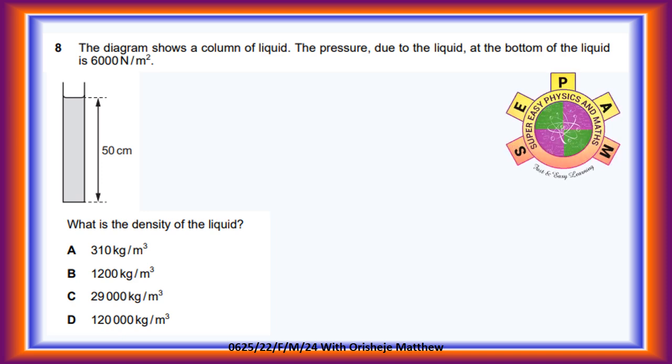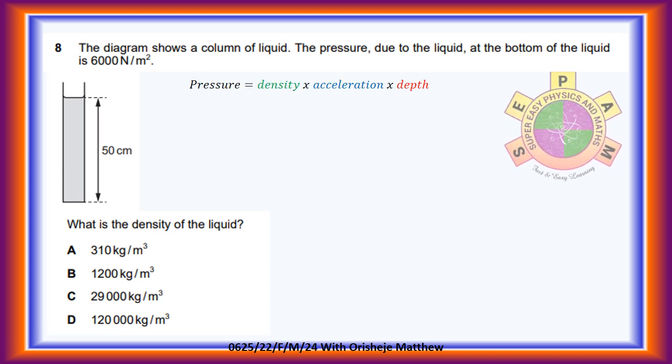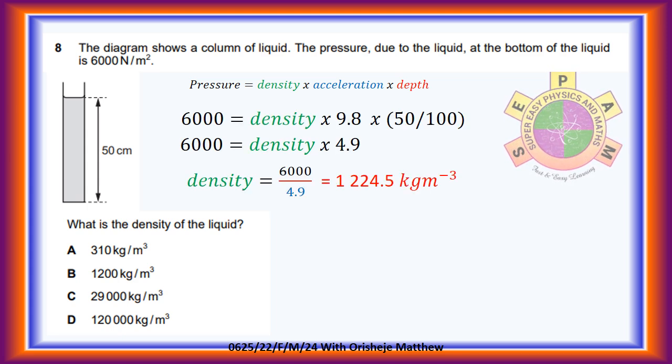Question 8. The diagram shows a column of liquid. The pressure, due to the liquid, at the bottom of the liquid is 6,000 Newton per meter square. What is the density of the liquid? Pressure is equal to density multiplied by acceleration multiplied by depth. Density is equal to pressure divided by product of acceleration and depth. Density is equal to 6,000 divided by 4.9. Density is approximately 1,200 kg per cubic meter. The correct answer is option B.